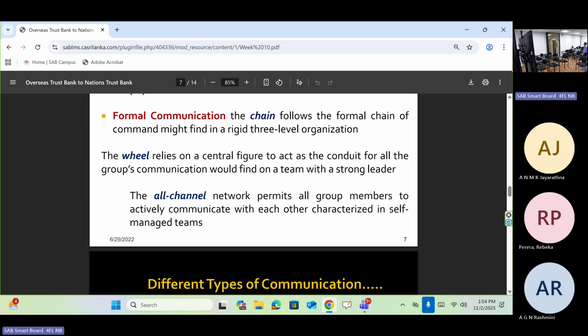That is called the all channel network. It allows all group members to actively communicate with each other. Especially this helps to improve self-managed teams.